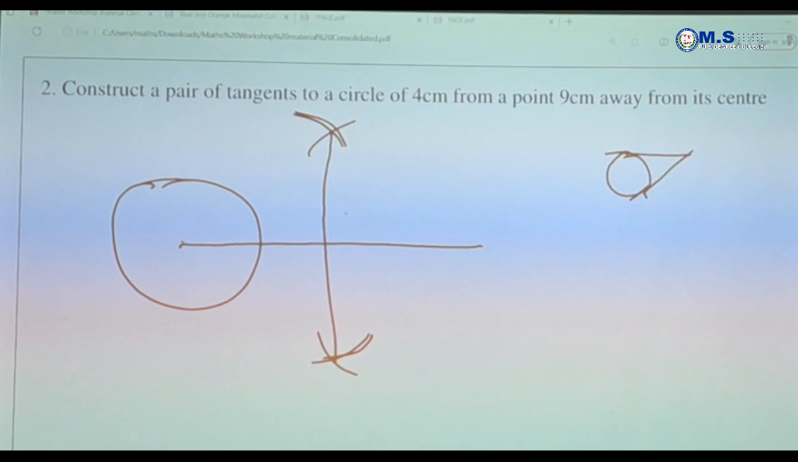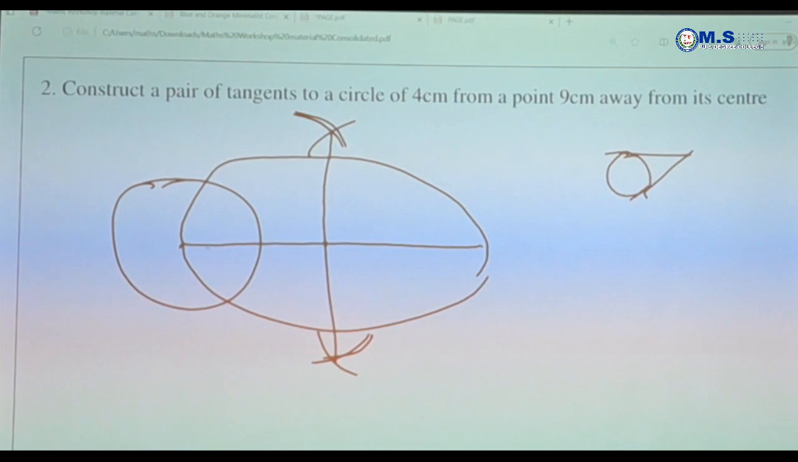Keep the center here, that is, keep your sharp edge here and the pencil here. When you draw a circle, obviously it will cut the first circle. It will cut at both ends. Okay, then that's all.